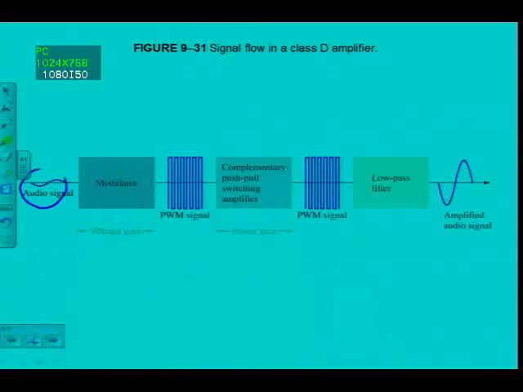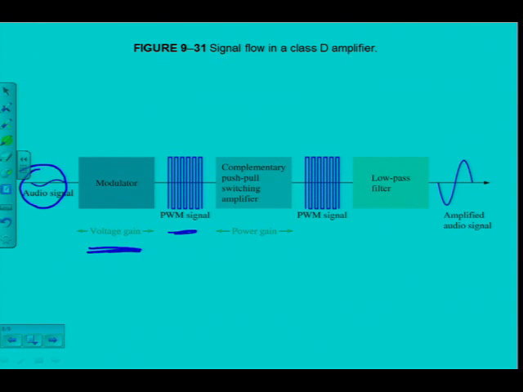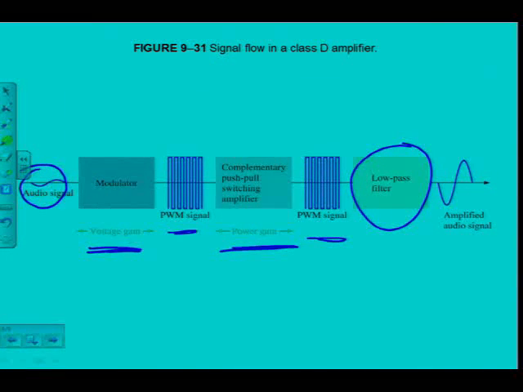There we can see the whole thing. There's my small audio input signal, my 3 stages there. The modulator, there's the pulse width modulated signal, complementary push-pull where I get my power gain. With the pulse width modulated signal again, and then of course the low pass filter gets rid of the unwanted frequencies, and I have lastly my amplified audio signal, as you can see, amplified from my input signal. So that's the complete class D amplifier.